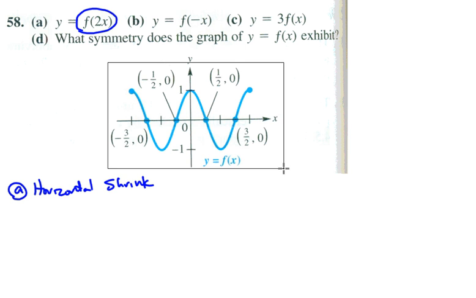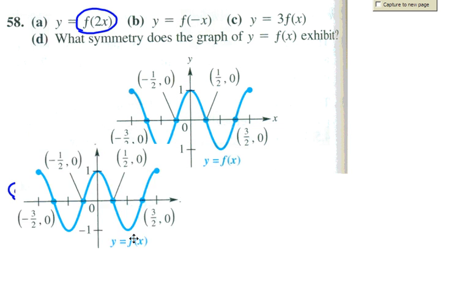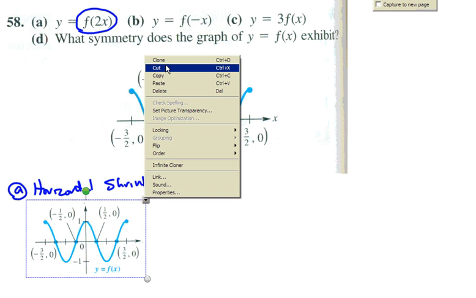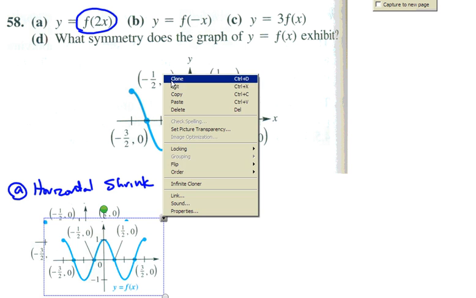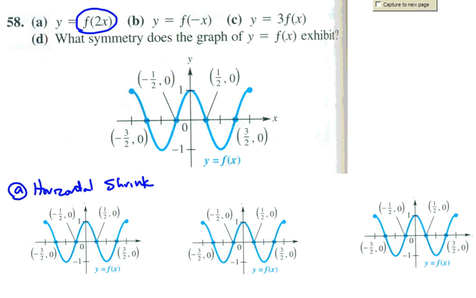I'm going to take a picture of this graph here. Oh, that was loud. All right, and I think we're going to use this a few times, so I'll just clone this a few times for the other ones. All right, so I've got a picture of that graph, and we're going to do part A, that horizontal shrink. When we shrink, every x value is going to be half as big as it was before. So this one over here at negative 3/2, 0, we're going to go halfway. Oh, that's not that one. Sorry, let's try that again.